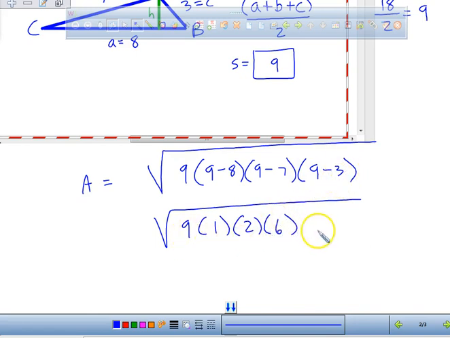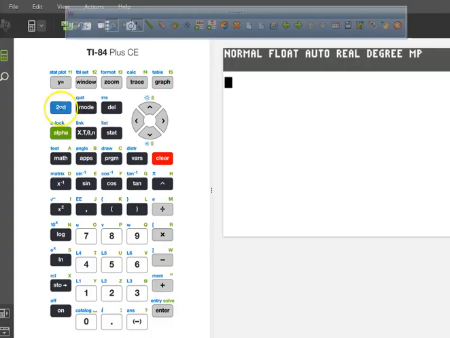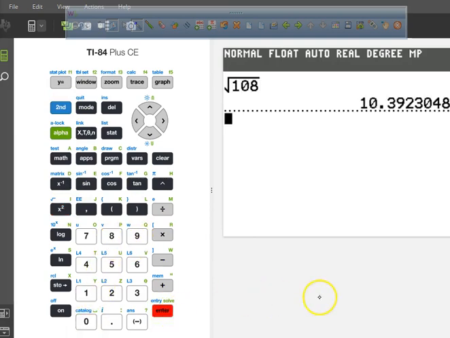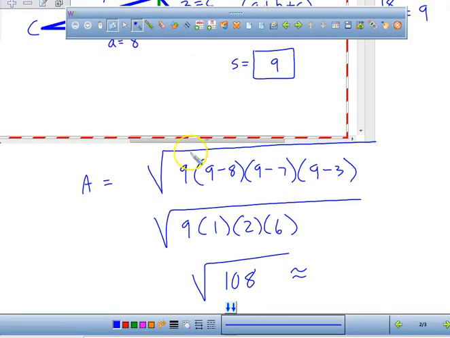So all we have to do is multiply all these together, and you get 12 times 9, which I believe is 108, which will give us an approximate value for our area. So we're going to go with the square root of 108, which is 10.4. Now what does that mean? That means our area is approximately 10.4 units squared.